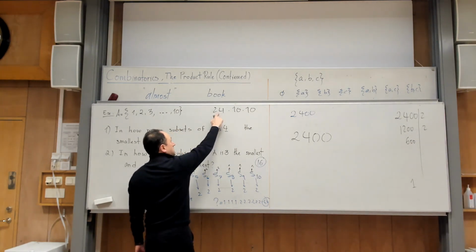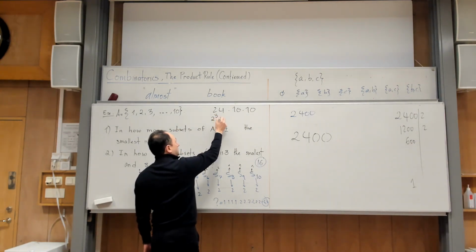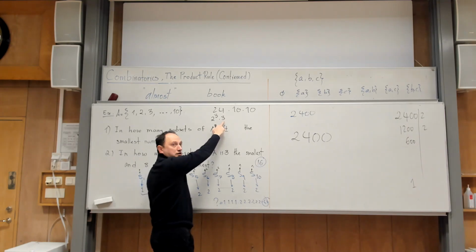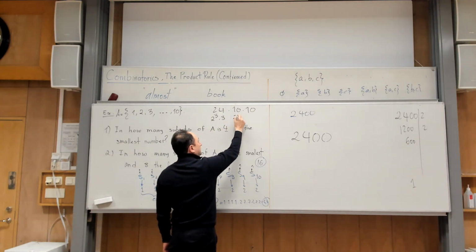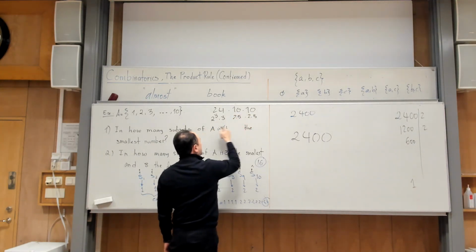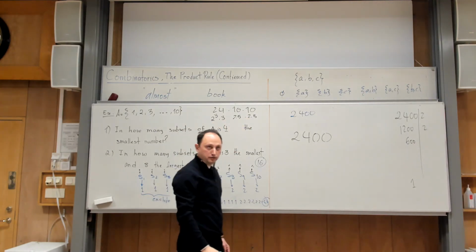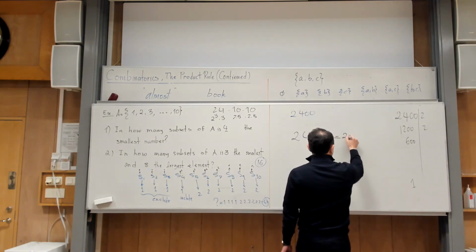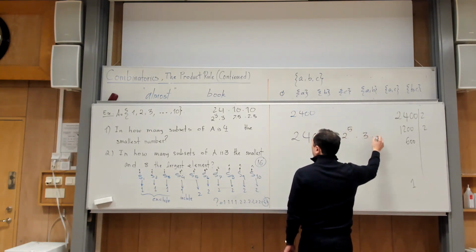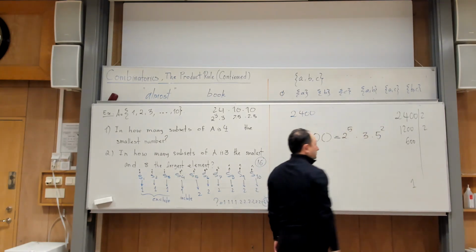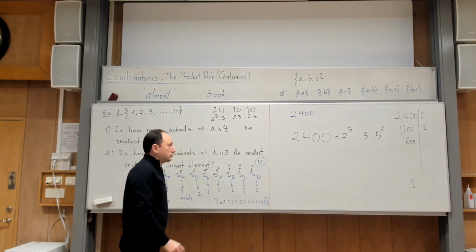This is how much? It is 2 to the power of 3 times 3. Agree? 8 times 3. And then this is 2 times 5, and this is 2 times 5. So I have three 2's here, 1 here, 1 here, so it is 2 to the power of 5. And then I have 3, and then I have 5 to the power of 2. Agree? If you don't believe, you can multiply.